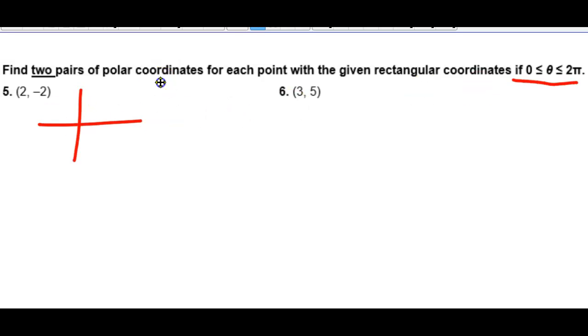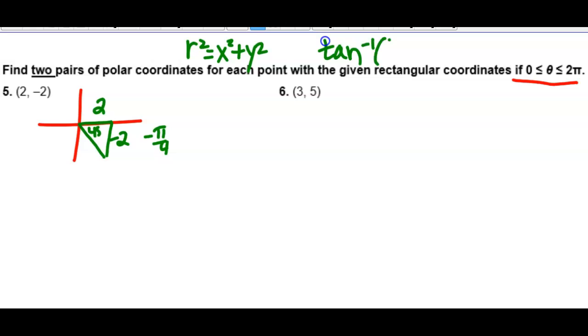This is actually one we could use a unit circle for, because if you go over 2 and down 2, you can do it in a decimal, but does anybody recognize that would be a 45 degree or a pi over 4? Okay, and then to find the length of it, remember we're using r squared equals x squared plus y squared, and then square rooting to find r, and we're using inverse tangent of y over x to find theta.